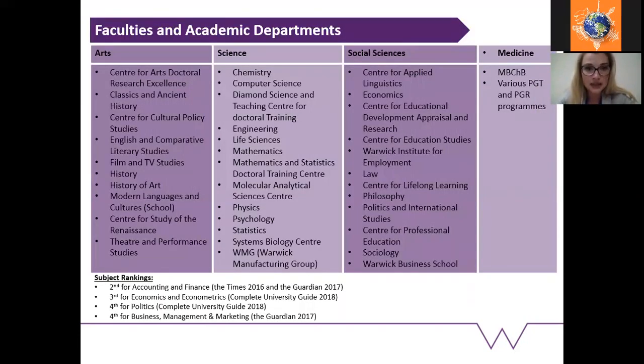In terms of faculties and academic departments, we've got 4. You can see them on the screen. It's arts, science, social sciences, and medicine. And then on the bottom of the slide, you can see the subject rankings, where we rank the highest. Again, it's something that you might want to look at. For example, you might want to look at computer science and how we rank in computer science. So it's not only the university that you are looking at in terms of ranking, but your specific subject. And hopefully that will help you to choose your course.